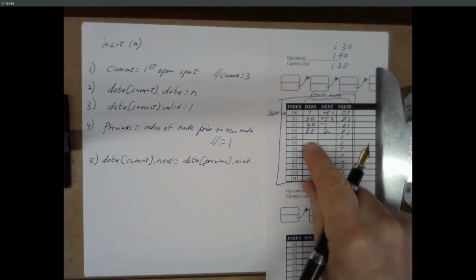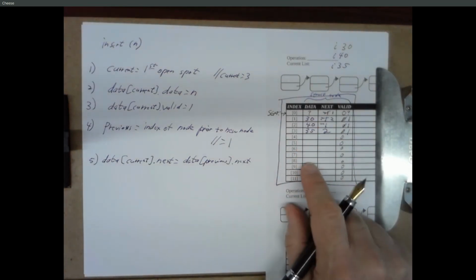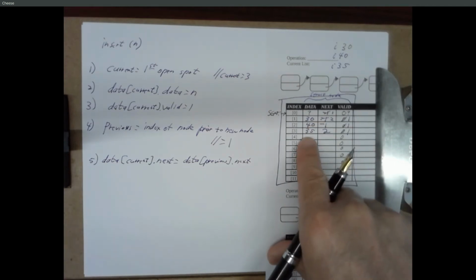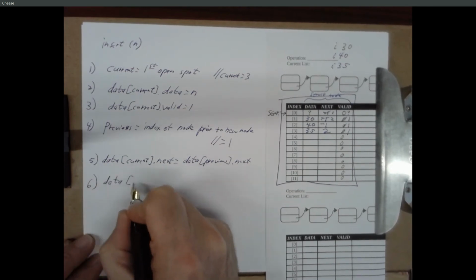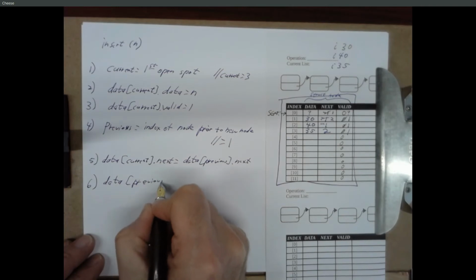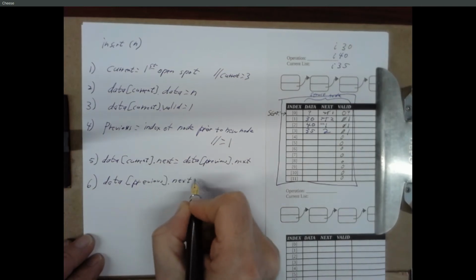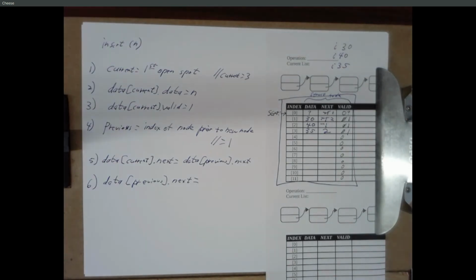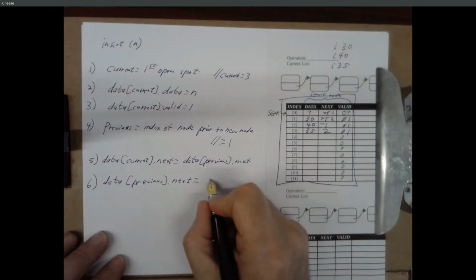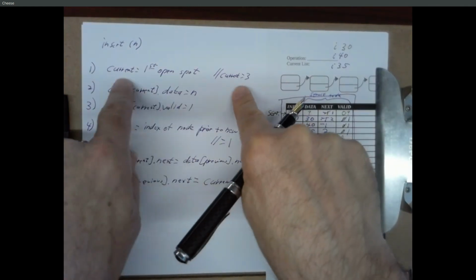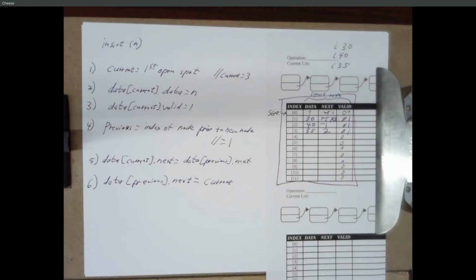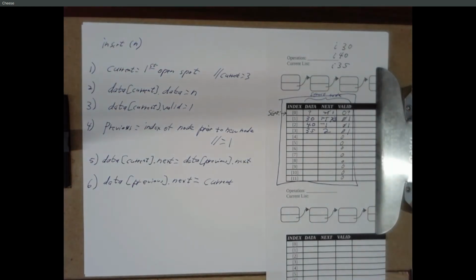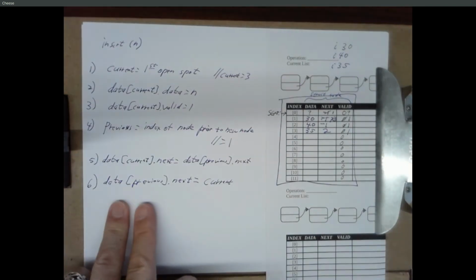So now our new node is going to point wherever the previous node was pointing. And now we can change the previous node to point to our current node. And that's something like data[previous].next. And what do we set that equal to? Just set it equal to current, because current is the index of this open spot here. That changes this to a 3. And now I've got the same table that everybody else came up with. But we've also written a little 6-step algorithm that will work for us in general.